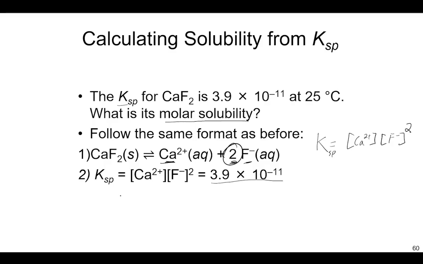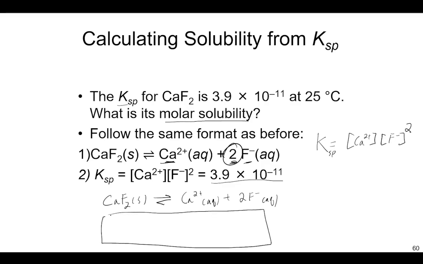So now the next step is to think about an ice chart. And for these ice charts, they are always going to look the same way because the reaction always looks the same way, with a solid on the left and the ions on the right. We know that for ice charts, we ignore solids, so we are never worried about the left side of this ice chart in these solubility product constant problems.